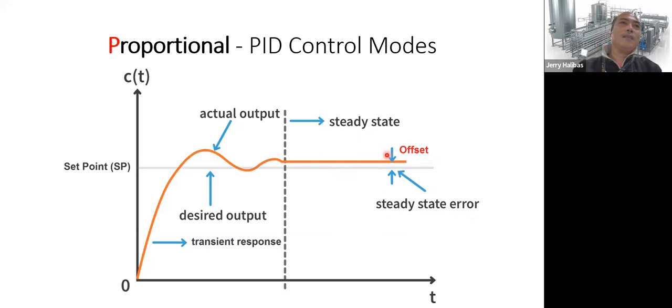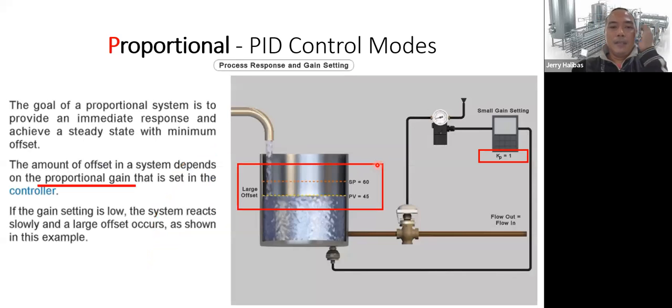But then again, it is reminded that if you're going to set that to 0, kung ma-0 ang imong steady state error and you're just using only proportional control, basig mo balik na siya sa katong unstable niya na condition. Okay? Okay, so the goal of the proportional system is to provide an immediate response and to achieve a steady state with minimum offset error. Minimum lang. Dili kay dako ang imong error.